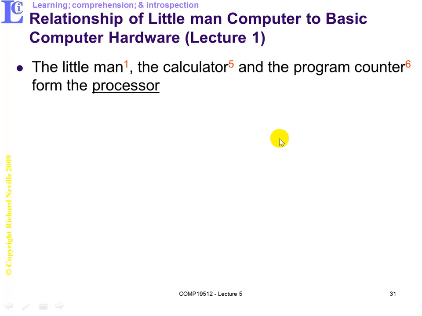Now what we're going to do is do a mapping, a relationship, an association between an actual physical computer hardware and the little man. So we're going to associate the little man to computer hardware. First we're going to start with 3 components that make up a processor. The little man, the calculator and the program counter. Basically analogous to a processor. Subscript tells you which of the items of a little man we've just talked about. We've talked about 3, 1, 5 and 6.